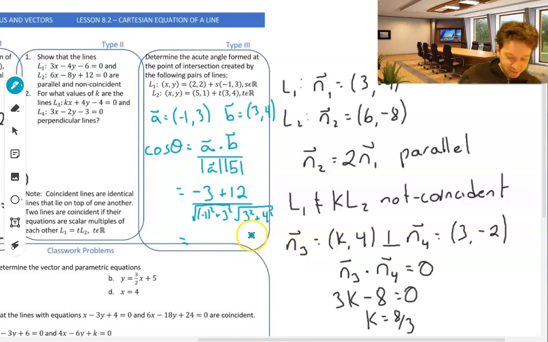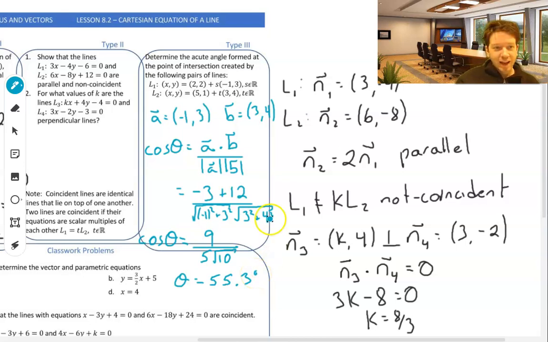Okay, simplifying a bit, this gives us 9 over 5 root 10. Remember, that's the cos of the angle, so take the inverse cos of both sides, and we'll get the angle to be 55.3 degrees. And we're all done.